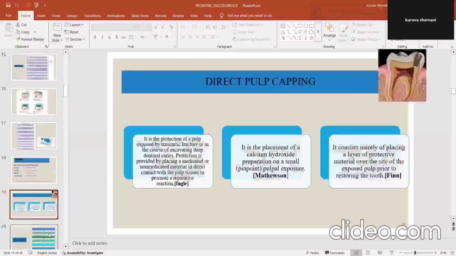And coming to direct pulp capping, what is the difference? Here in direct pulp capping, when we are removing the surface caries mechanically, unfortunately sometimes the pulp may be exposed. In that condition, the pulp is covered with a layer of suitable medicament, which is called direct pulp capping. Okay. And that medicament may be calcium hydroxide.